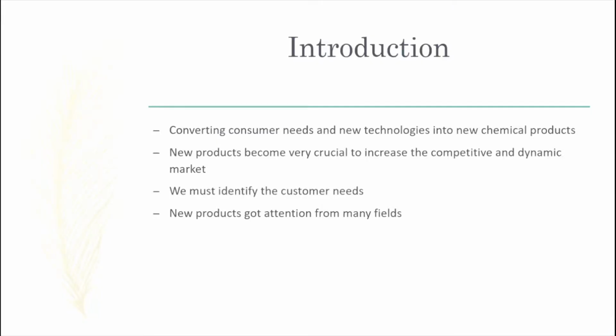So, I will begin my video with the introduction. Chemical product design is about converting consumer needs and new technologies into new chemical products. In this modern era, new products are very crucial to increase competitiveness in a dynamic market. To ensure business success, we must identify the customer needs and create products that meet such needs. New product development has received a lot of attention from many fields such as management, marketing, industrial design, and engineering. It combines strategic and organizational actions.